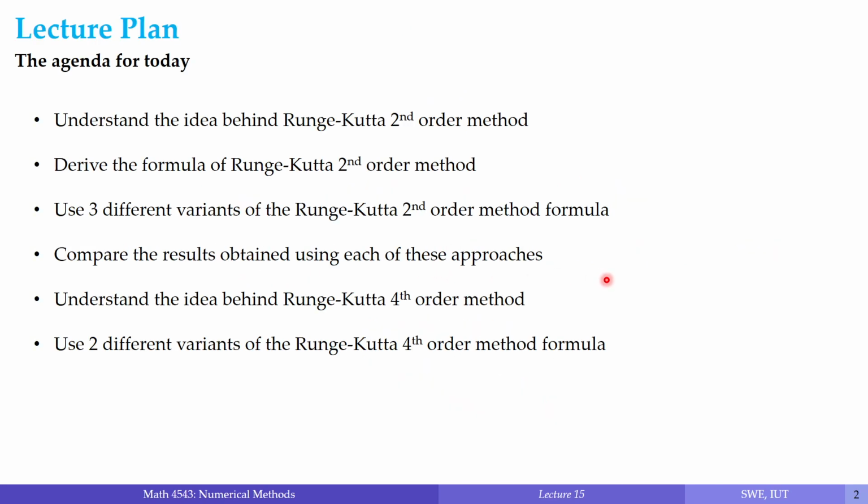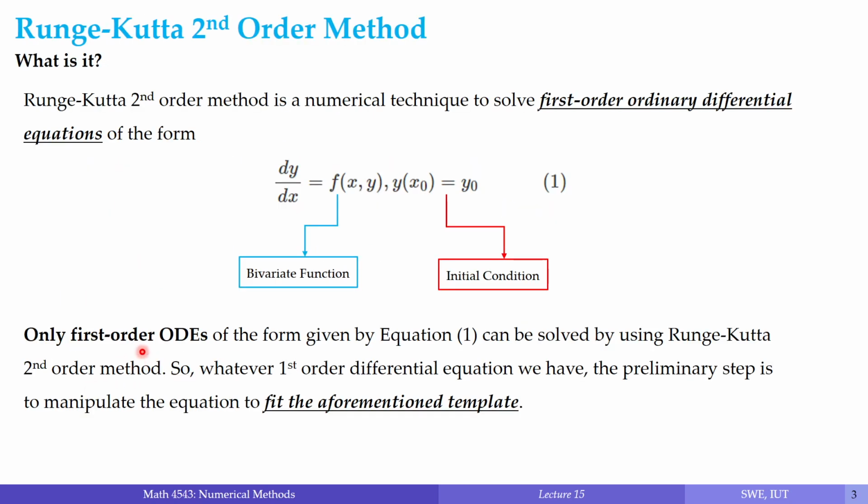Okay, so the plan for today is to understand the idea behind both of these methods. We'll try to derive the formula for the Runge-Kutta second order method, and we'll see what three different approaches there are in order to come up with the formula. We'll compare and contrast the results obtained using each of these three approaches, and then we'll do the same set of things for the Runge-Kutta fourth order method as well. In the case of the Runge-Kutta fourth order method, we have two different approaches again. Fine. Okay, so what are these Runge-Kutta methods?